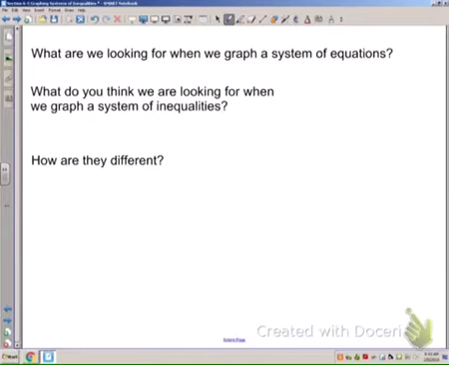So how are they different? Well, first of all, let's talk about how they're the same. How they're the same is we still have to graph both lines. We still are looking for solutions that work for both equations or inequalities. But how they're different is with the inequality, we're going to have to shade. We're going to be looking for more than one solution.